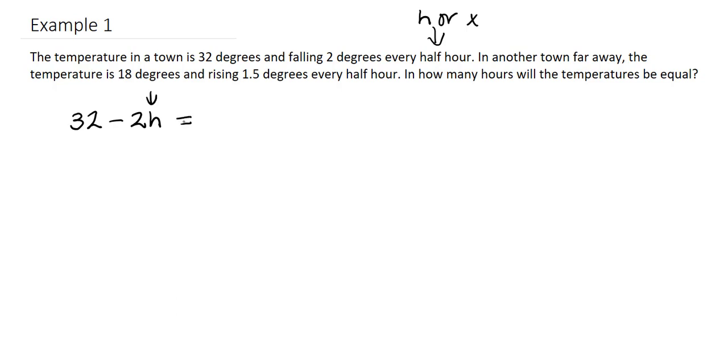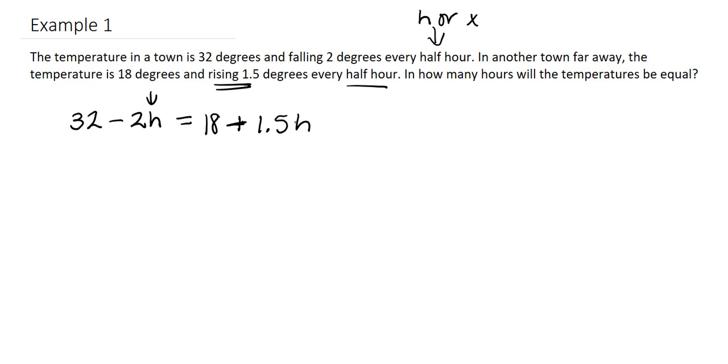Now, we're going to have an equal sign, and it's going to be equal to the other town. So it's going to be 18 degrees, and it's rising. So we're going to need a plus sign because it's rising. And it's rising 1.5 degrees every half hour, so we're also going to write an h. If h was 2 again, then 1.5 times 2 is 3, so then it would be 21 degrees.